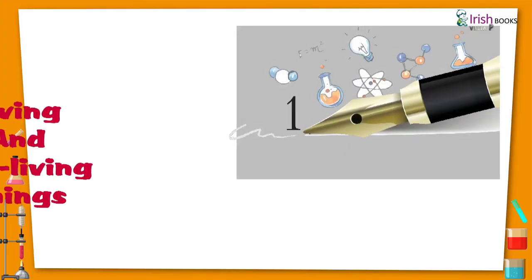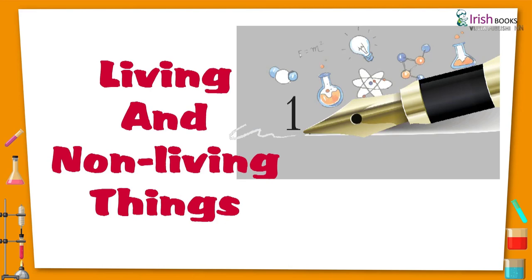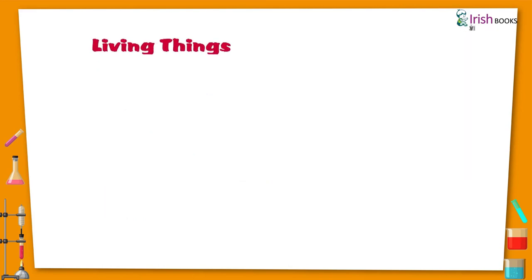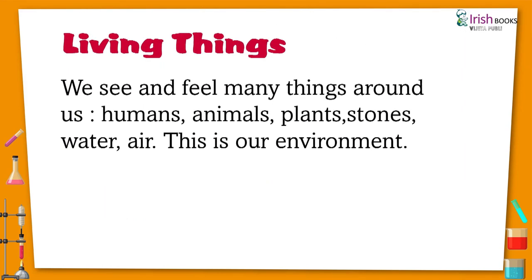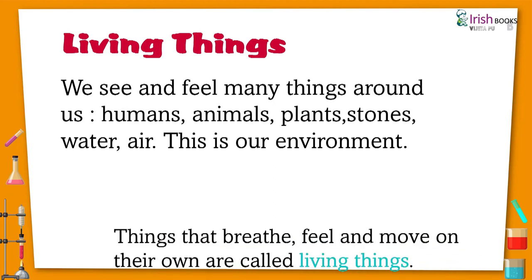Chapter 1. Living and non-living things. Living things. We see and feel many things around us. Humans, animals, plants, stones, water, air. This is our environment. Things that breathe, feel, and move on their own are called living things.